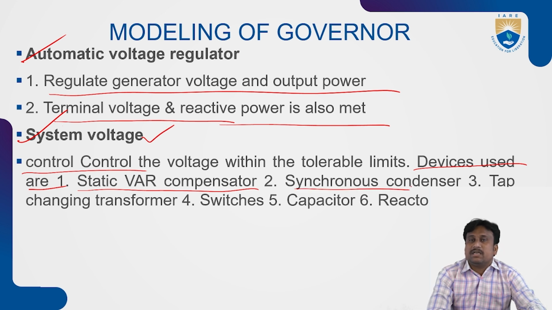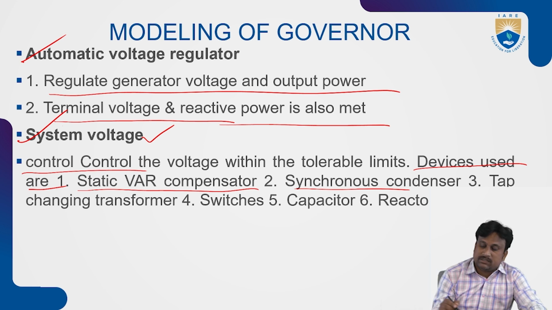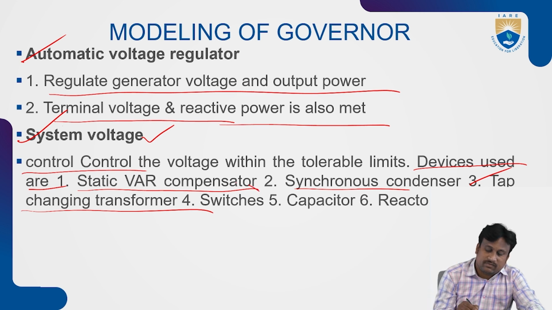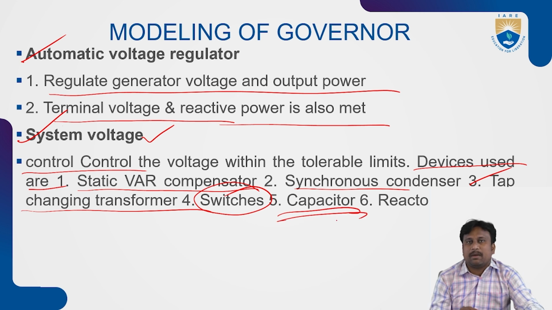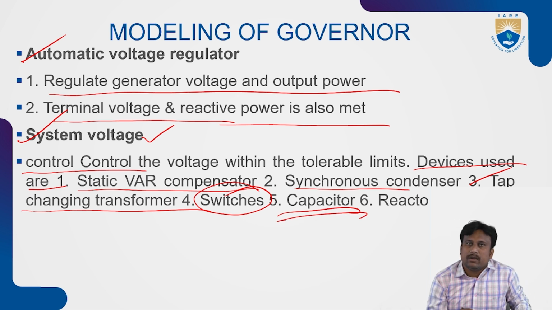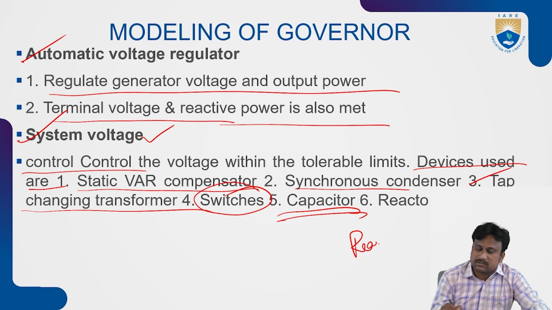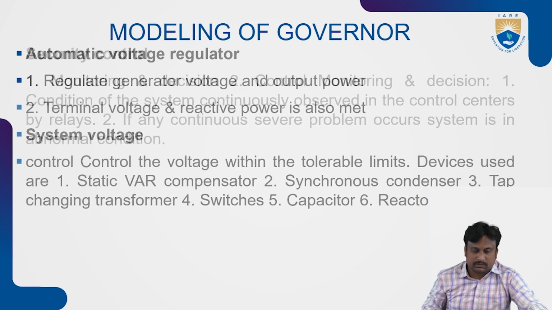Next, the second case is synchronous condensers. Here synchronous condensers act as an overexcited machine. Next is tap changing transformers. Tap changing transformers are also ready to control the voltage levels. Some switches are provided to control the system voltage. Capacitors are introduced here to control the voltage levels and to keep the system under normal conditions. And another case is reactors; they are also used to control the system voltage.